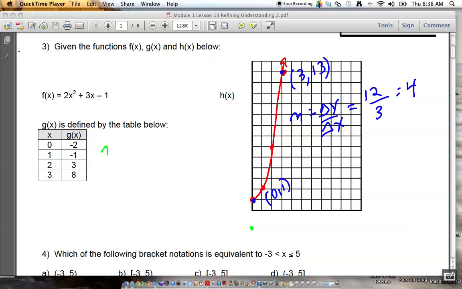Now, when I do the slope with this, which is, again, change in y over change in x, 8 minus -2 is 10, and 3 minus 0 is 3. So this rate of change is 10 over 3. Is there anyone who has a problem with either one of those two? Okay, now the next one is like the quiz one.